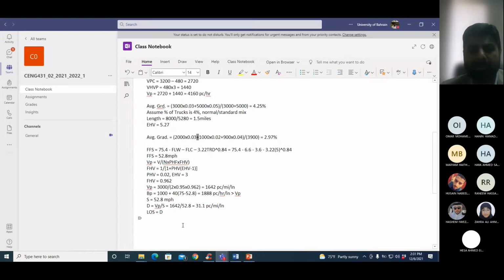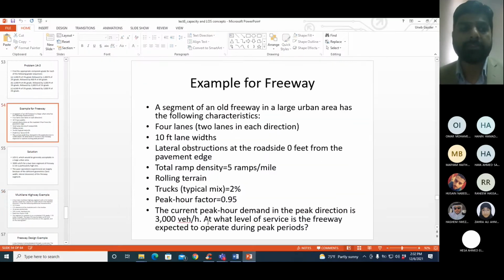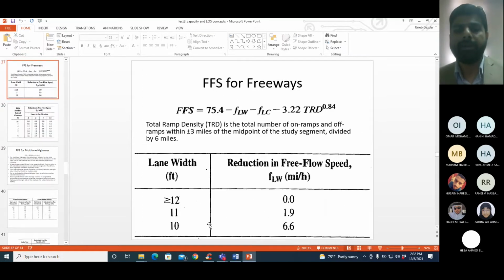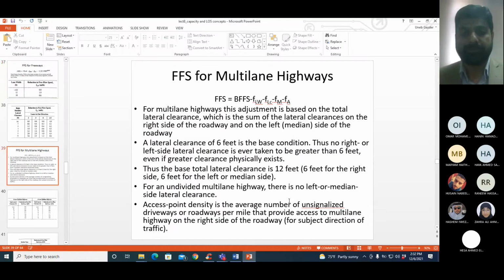Again, we start with the calculation of free flow speed. It is not given and you cannot measure it, so we'll calculate it. For multi-lane highways, the free flow speed is calculated as: base free flow speed minus FLW minus FLC. Base free flow speed is given in the question, 65. Factor for lane width, I have 12 feet lanes. For 12 feet lanes, factor for lane width is 0. Then factor for lateral clearance.